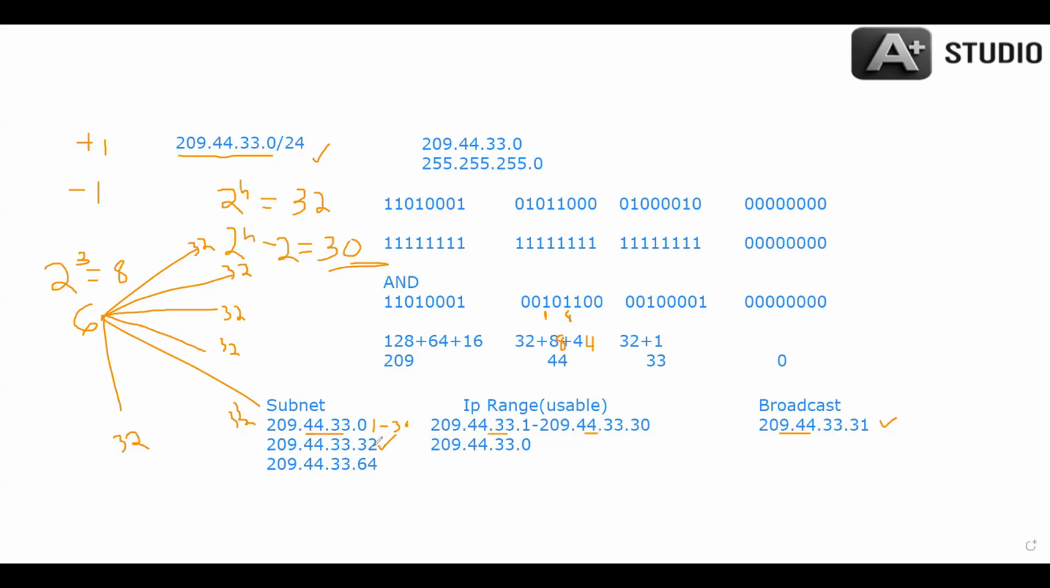So to get our next network, we need to add 32, because the hosts are 32 in one network. One network contains 32 hosts. So each of them has 32. So 32, 32, 32.